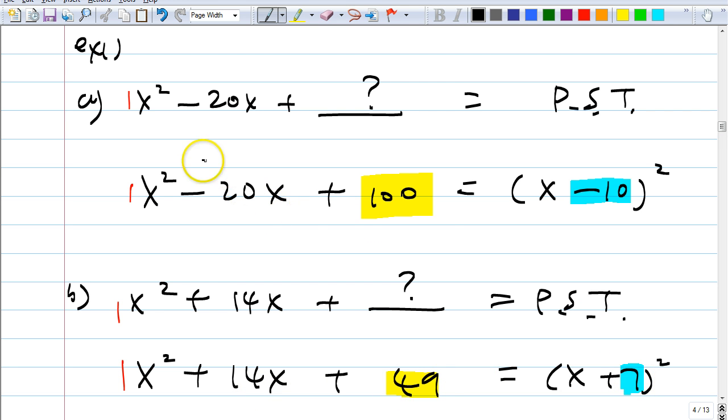Here, what's that number in the middle? Is this negative 20 or 20? What's that b, in other words? What's b right here? Negative 20. So when you do negative 20 divided by 2, isn't that negative 10? So you get x minus 10 squared, right? And what's negative 10 times negative 10? 100. Do you guys see the pattern? Does that make sense? Yeah.